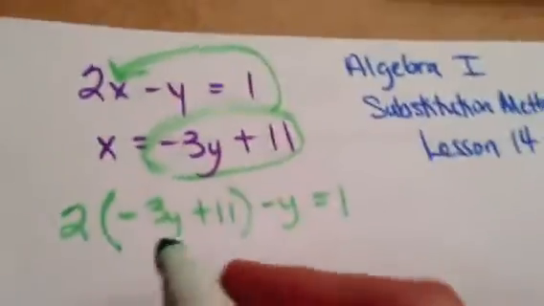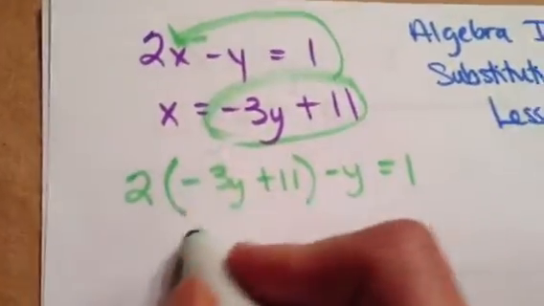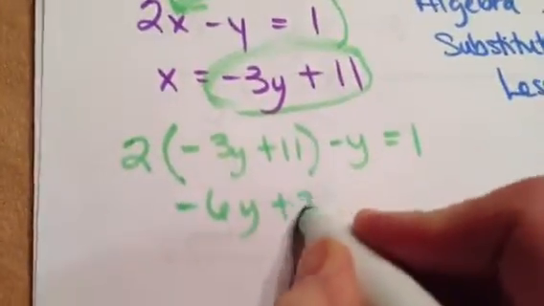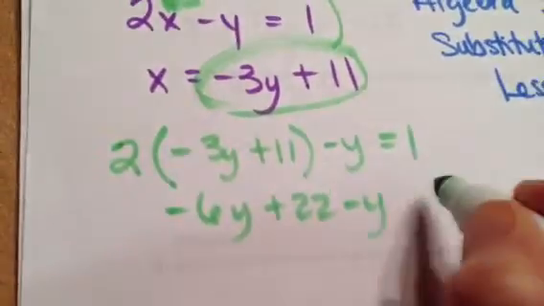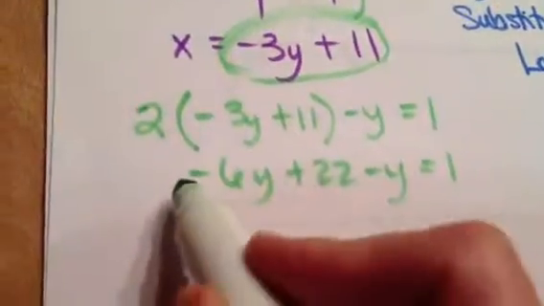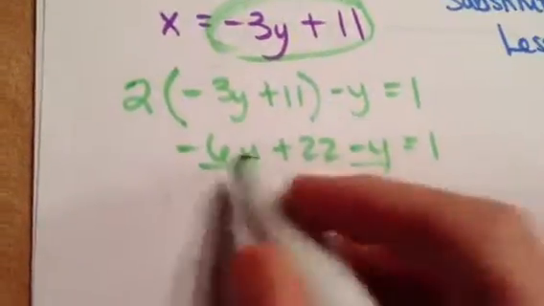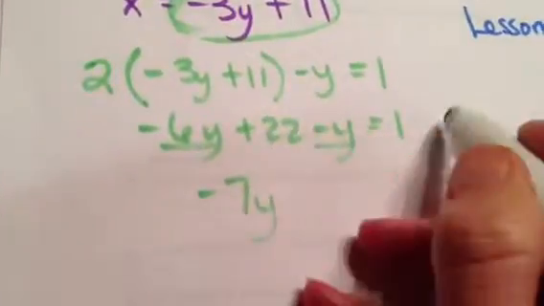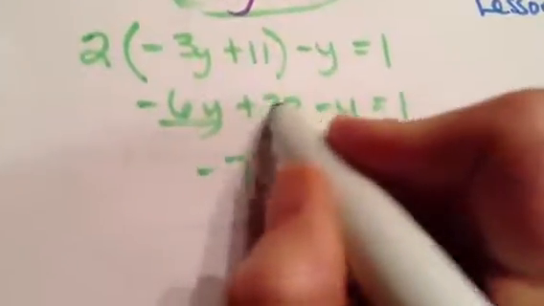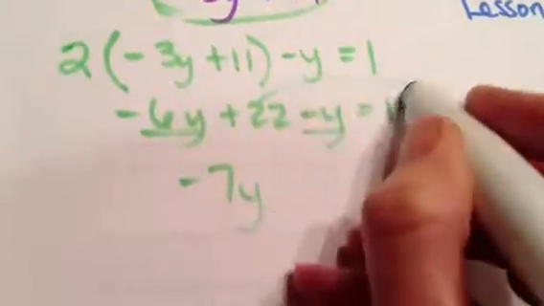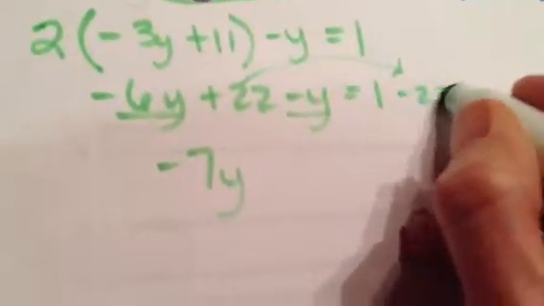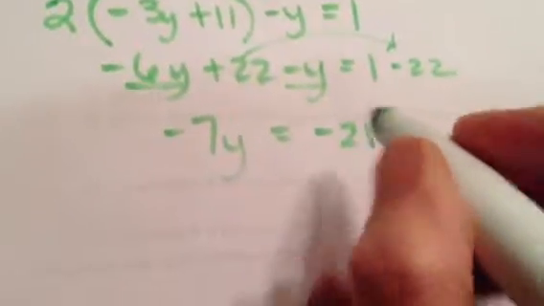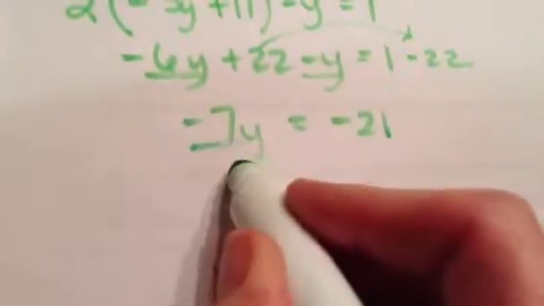So you're going to do the distribution property. So that's going to give me what? Negative 6y. 2 times 11 is what? 22. Minus y equals 1. Okay, notice these like terms. Put them together and you get what? Negative 7y. This plus 22, I'm going to throw it on the other side. Since it's a plus 22 on this side, when I take it and throw it over here, it's going to be a minus 22. So that's going to give me what? A negative 21. So divide both sides by negative 7.